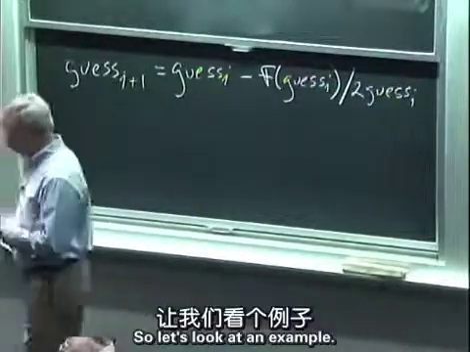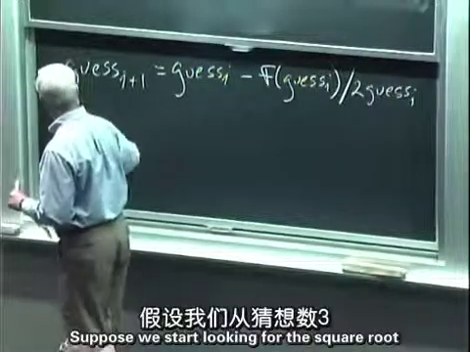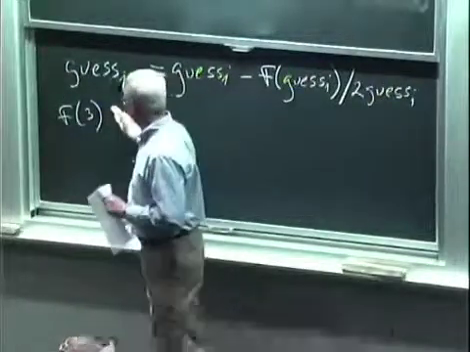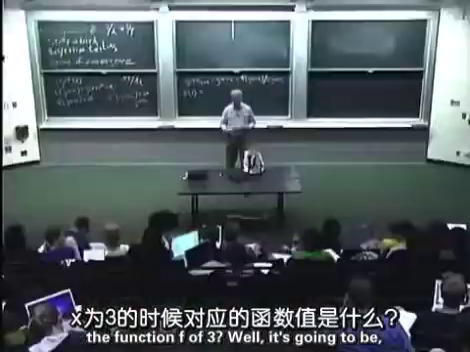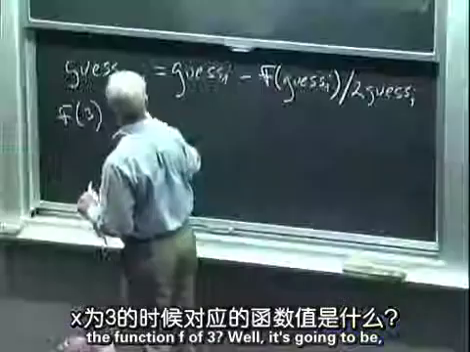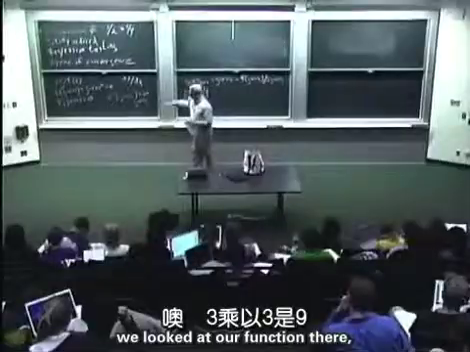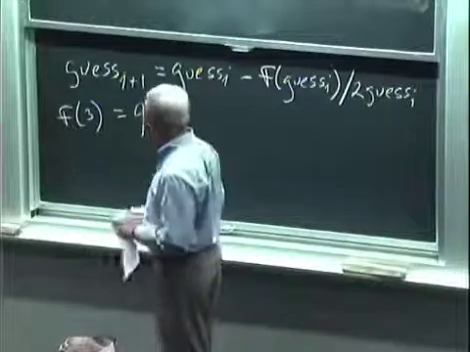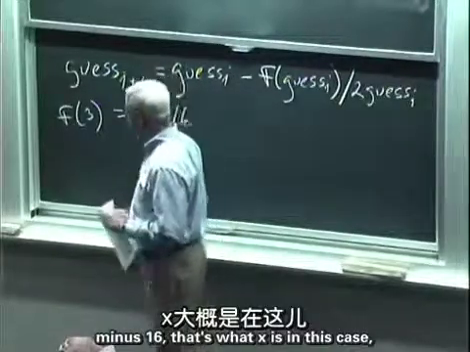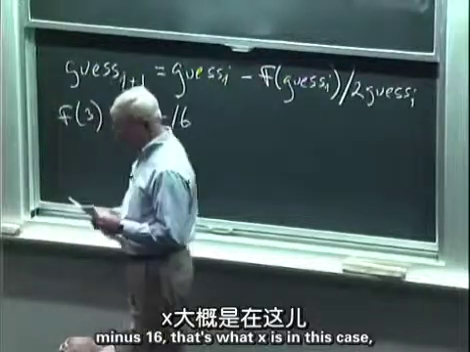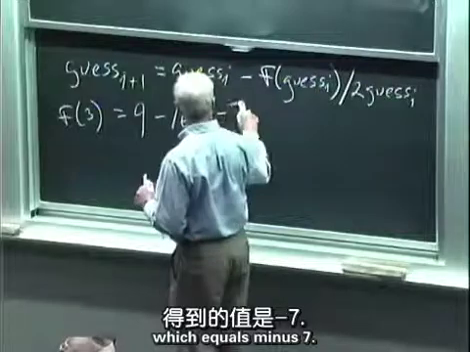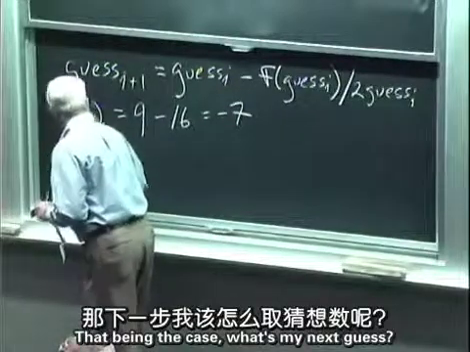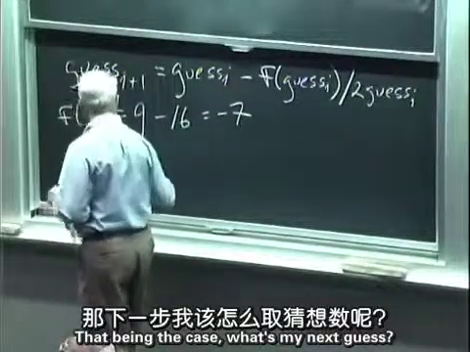So let's look at an example. Suppose we start looking for the square root of 16 with the guess 3. What's the value of the function f of 3? Well, we look at our function there, guess squared. 3 times 3 is 9, I think. Minus 16. That's what f of x is in this case, which equals minus 7. That being the case, what's my next guess?